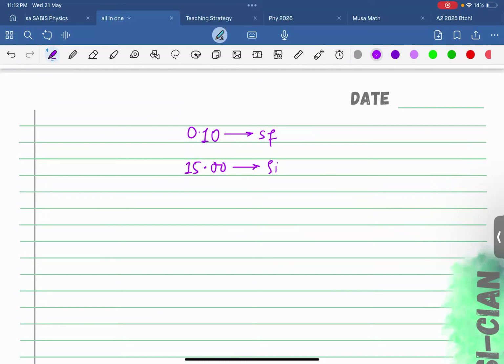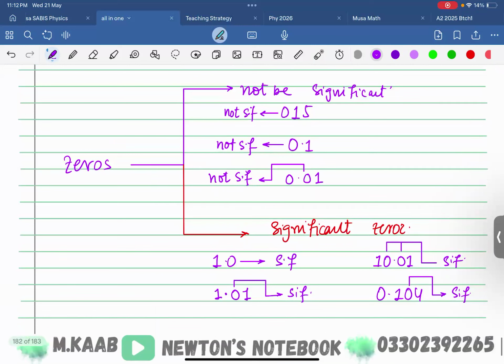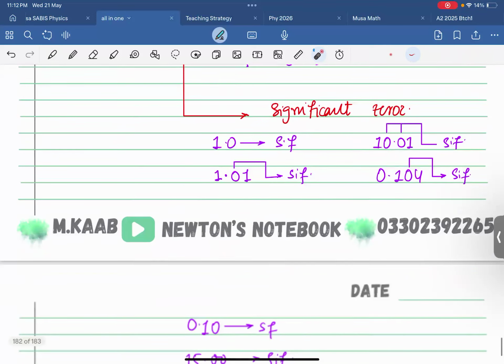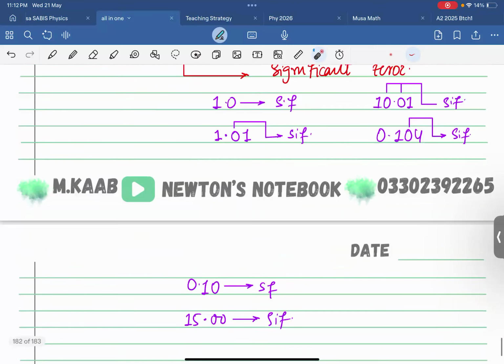Okay. So if you just want to understand how many significant figures are there, for this one you have 2SF, for this one you have 1SF, for this one you have 1SF. And for this one you have 2SF, for this one you have 3SF, for this one you have 4SF, for this one you have 3SF, for this one 2SF, for this one 4SF. Okay. These are all the significant figures, right? I wish it should be clear.